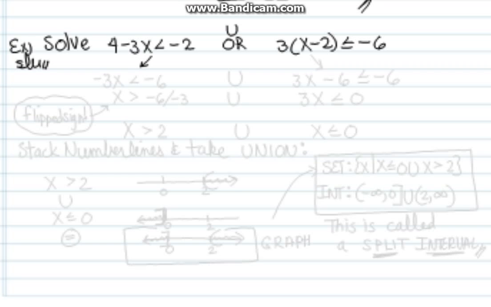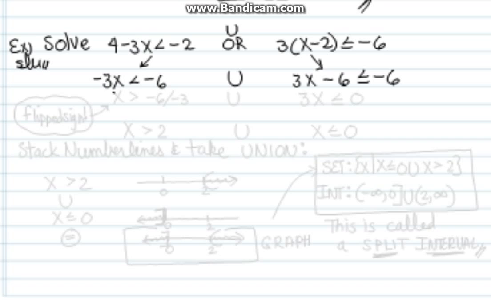Okay, let's work on the first inequality. We'll isolate the x term and put the union symbol down, and let's work on the right problem. We're going to eliminate the parentheses by distributing the multiplication. 3 times x is 3x. 3 times negative 2 is negative 6. Bring down the inequality sign, less than negative 6.